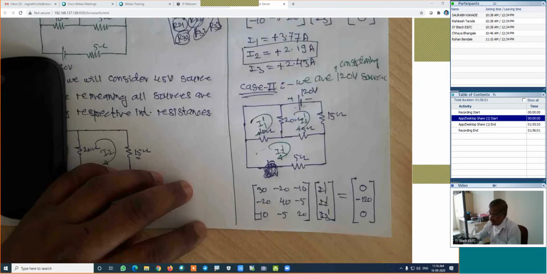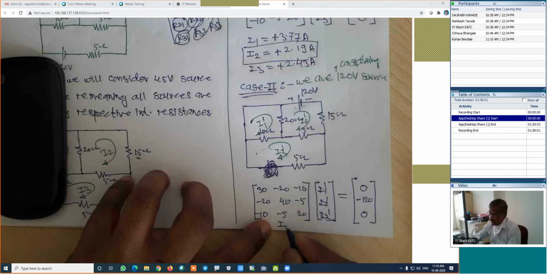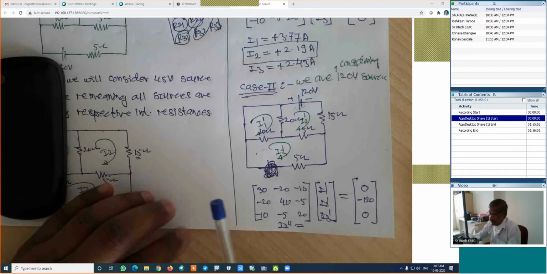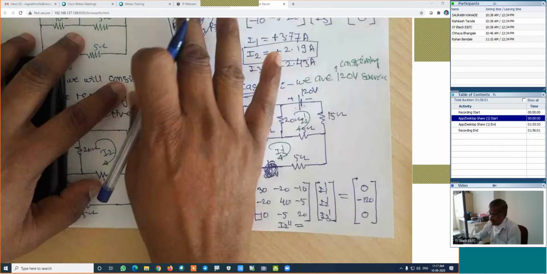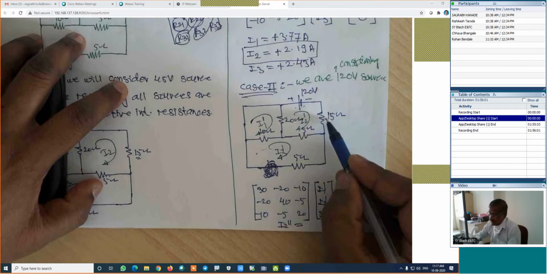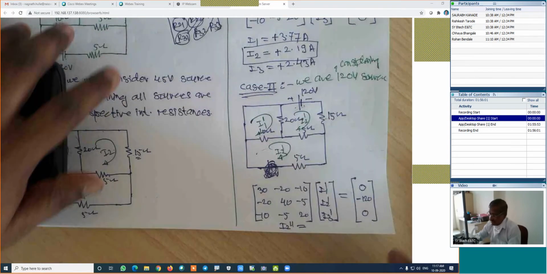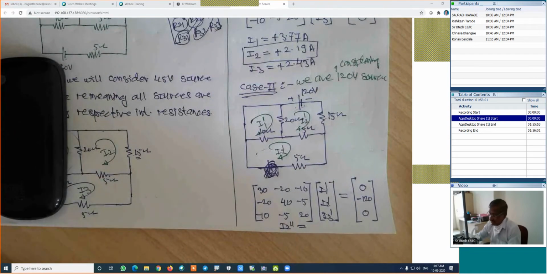So with this method, we are interested in I2 double dash only. We are not interested in any other value because we are interested in the calculation of current in the 15 ohm. The current in this 15 ohm is I2 double dash.